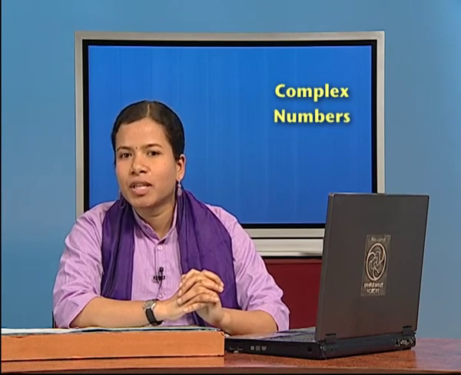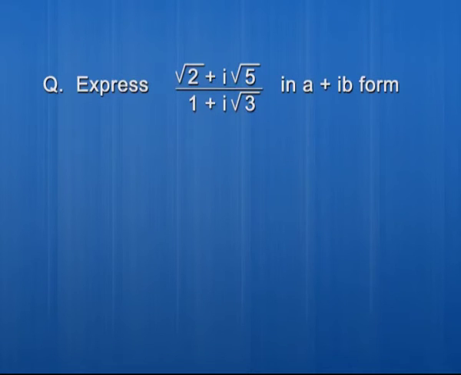So today's question is, you have to express this fraction, root 2 plus i times root 5 in the numerator and 1 plus i times root 3 in the denominator, in a plus ib form.